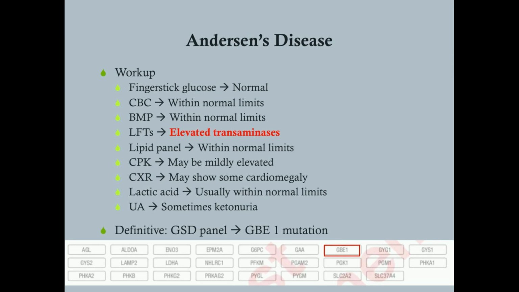So this will be your workup. You'll see abnormalities of the liver function tests because of nascent cirrhosis and liver failure. Glycogen storage disease panel for diagnosis.